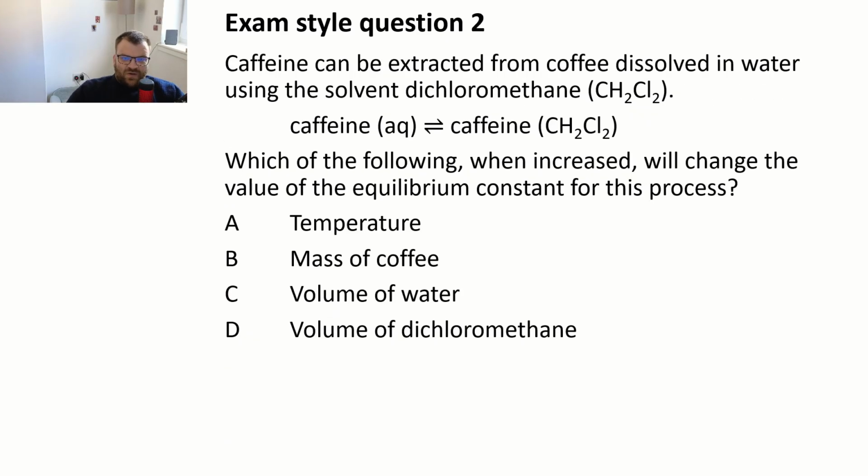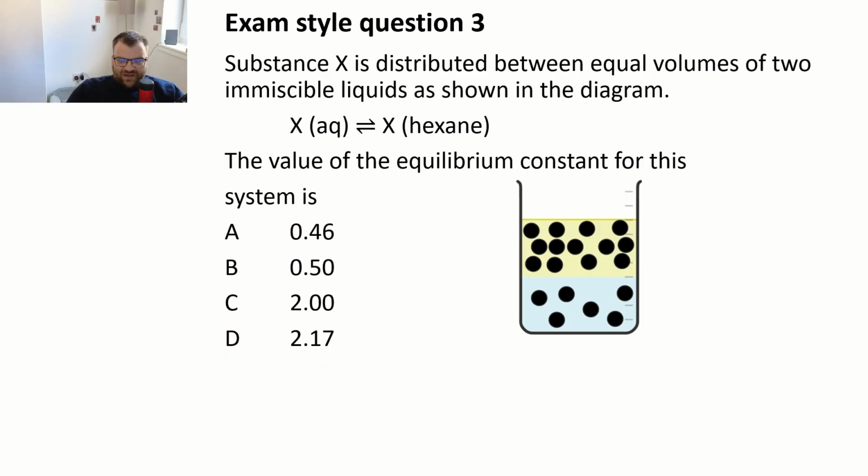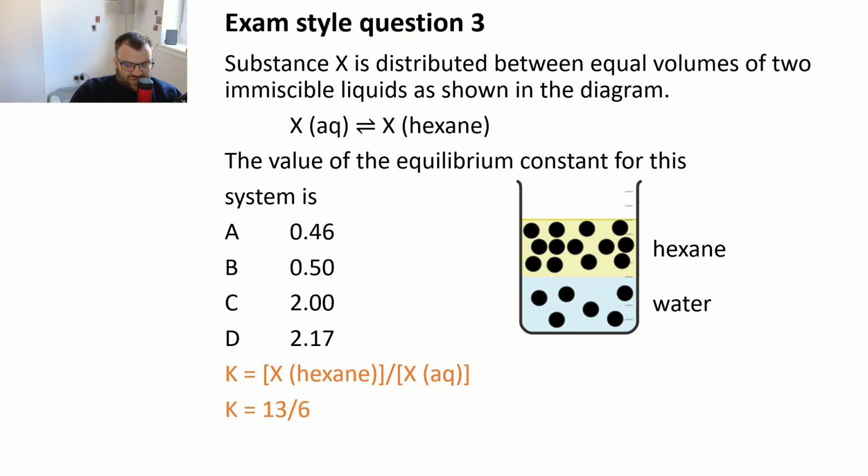Next question, we're talking about caffeine being removed from coffee. They're asking us which thing will change the value of the equilibrium constant. Equilibrium constant is temperature dependent. In this one, we're given a diagram representing an equilibrium. We're asked to calculate the equilibrium constant for this system. We need to look at the concentration in the hexane, which is on the right hand side, divided by the concentration in the water, so the aqueous solution. 13 particles in the top layer and 6 particles in the bottom layer. 13 divided by 6 gives us 2.17. Again, no units, equilibrium constant.